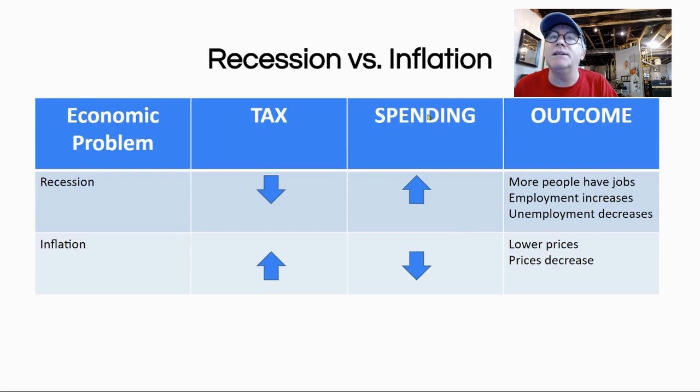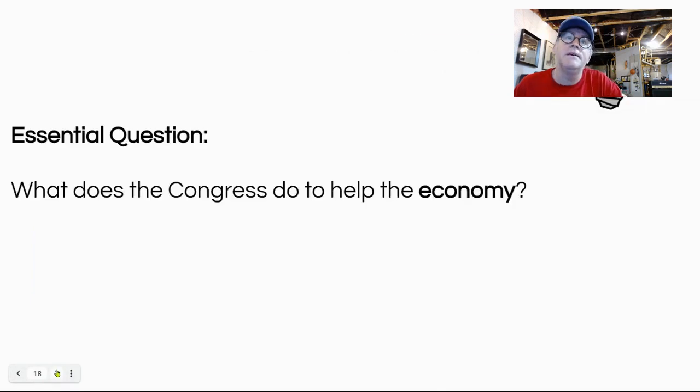Also, the government can decrease spending, stop building bridges and airports, so there are fewer jobs. Fewer jobs means less money. People are not trying to buy as many houses and cars, and the price can go down, lower prices. Prices decrease. That's the goal, anyway.